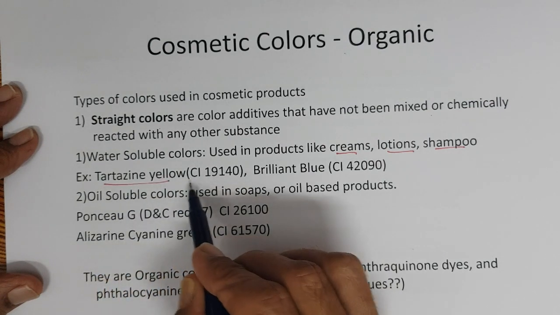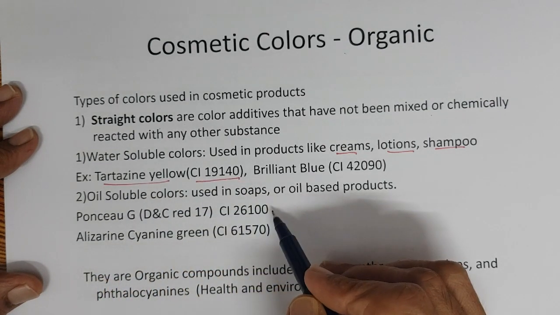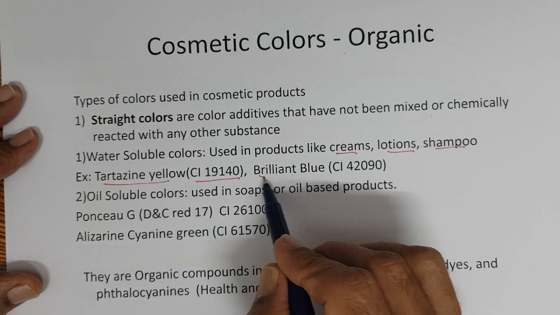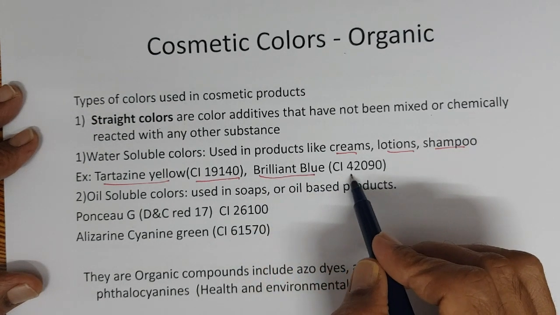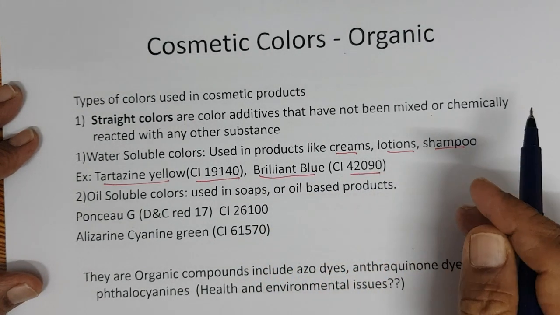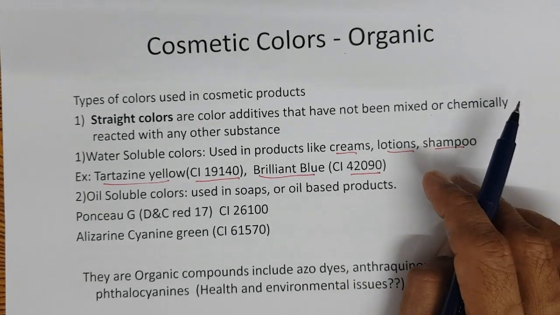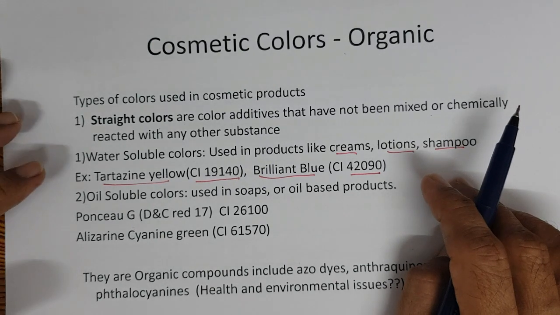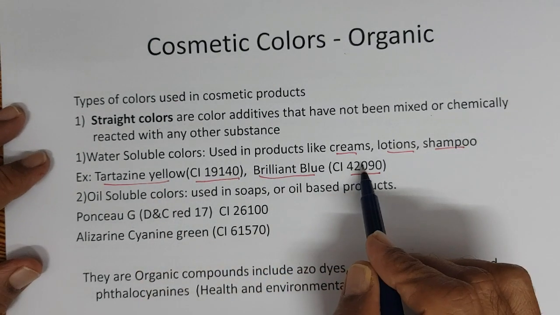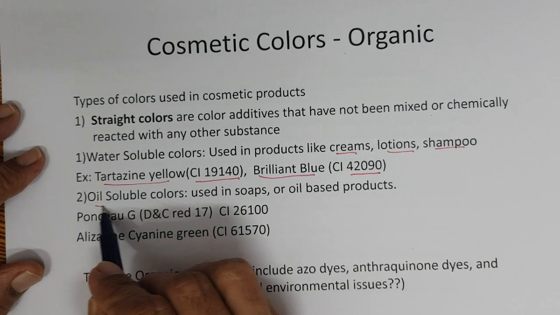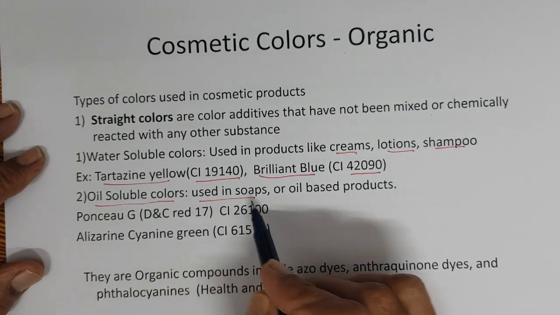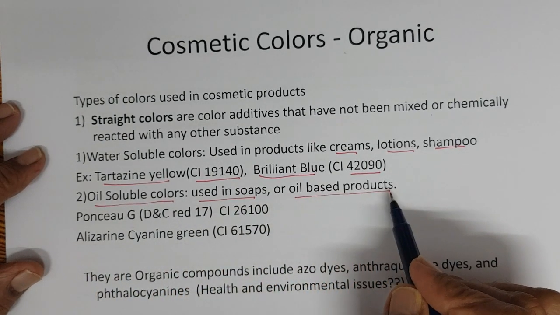Example, tartrazine yellow, color index number 19140. Brilliant blue, color index number 42090. There is a list of some 350 colors, a lot of colors, but I am giving only examples of water soluble colors. Oil soluble colors are used in soaps or oil based products.